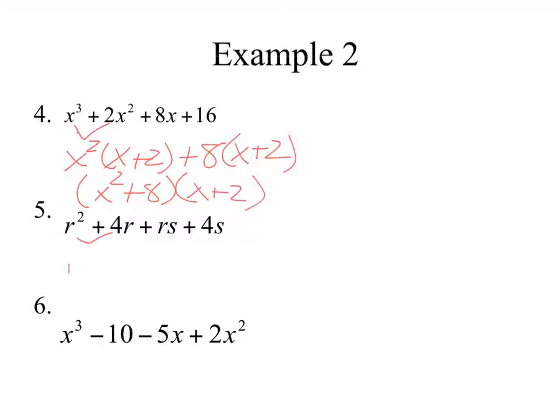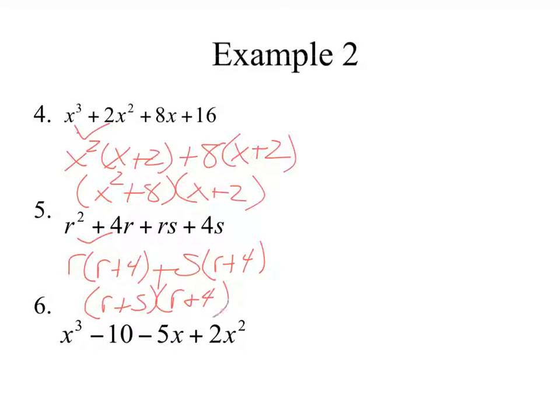Number 5, my first two pieces, I can pull out an r, leaving me with r plus 4. Our last two pieces, I can pull out an s, leaving me with r plus 4. So r plus s, and then r plus 4.